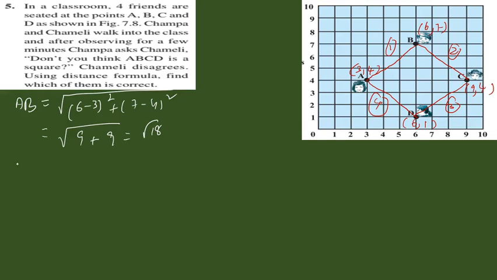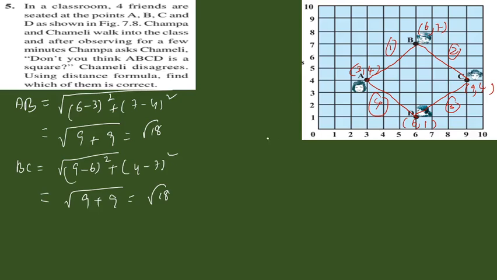What about the second distance, that is B to C? 9 minus 6 whole square plus 4 minus 7 whole square. Simple. This is 3 square, 9, and this is again 9. See here, this is also coming correct. It means the first distance and second distance have come out equal.